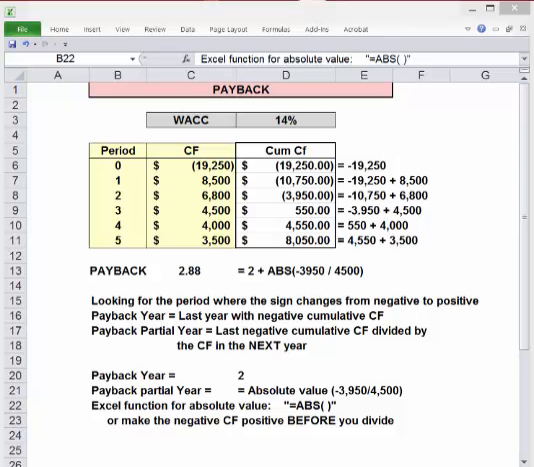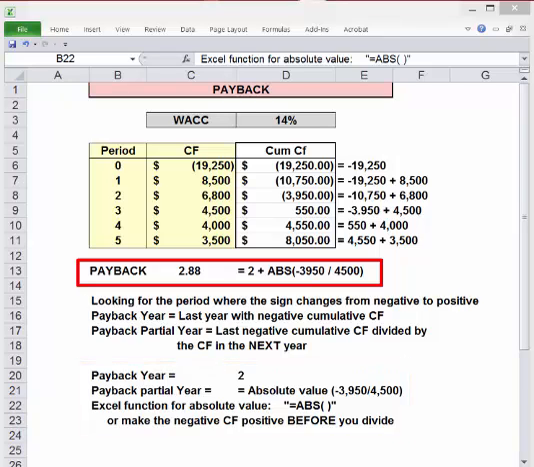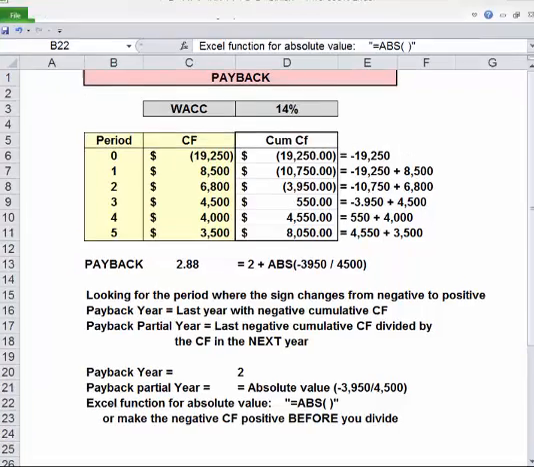So the payback year is the year with the last negative cumulative cash flow, year 2. The partial year is found as the absolute value of minus $39.50 over $4,500. How far into year 3 do we have to go to cover that last $39.50? 0.88. So the payback is 2.88.